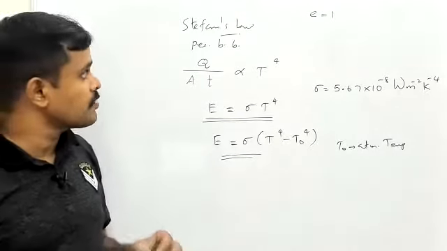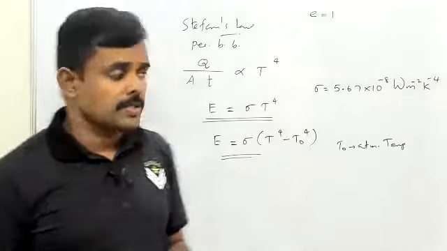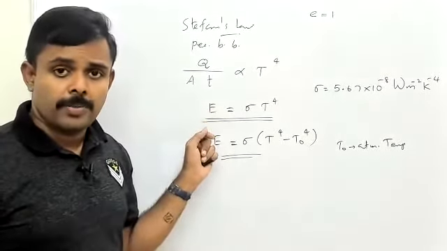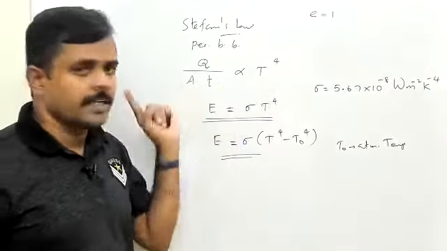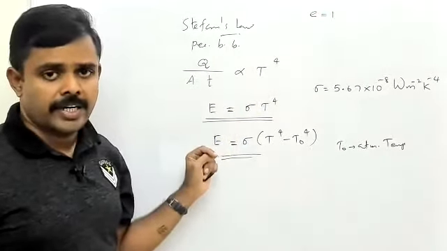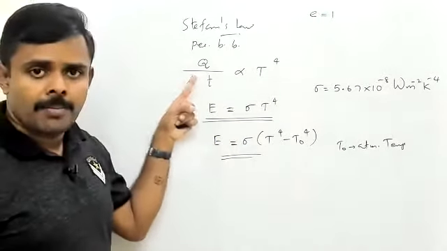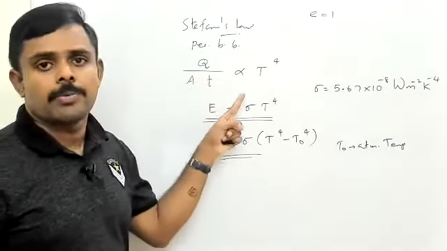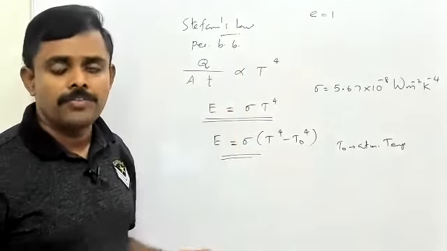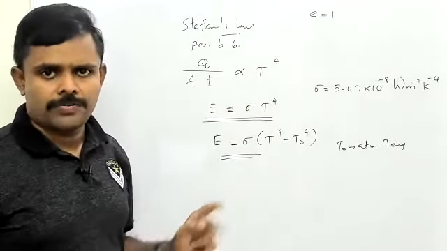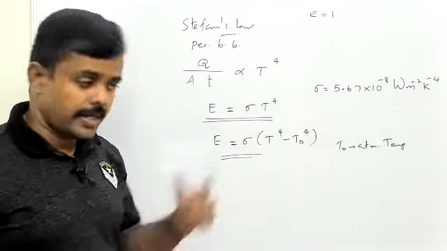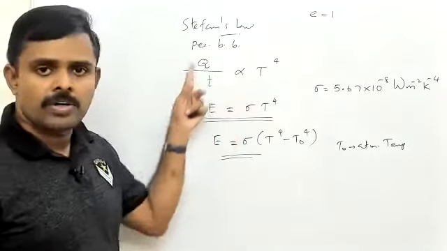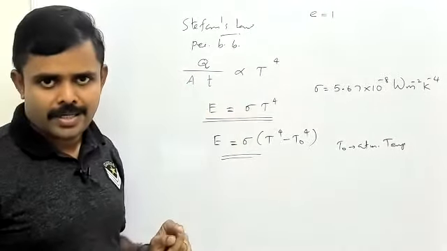Stefan's law. According to Stefan's law, for a perfectly black body, what if it is not a perfectly black body? There will be an emissivity term in the equation, but don't worry about it. That is not needed at the moment. Anyway, the amount of energy radiated per area per second is directly proportional to the fourth power of the absolute temperature of the body. You take the temperature of the body, take the fourth power of it. That will be directly proportional to the amount of energy radiated per area per second.